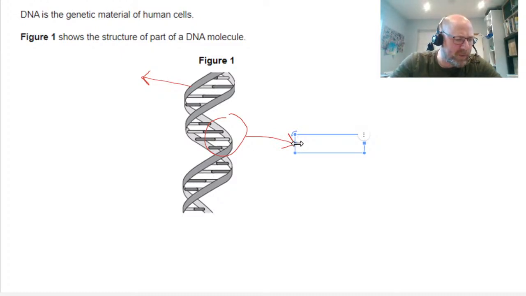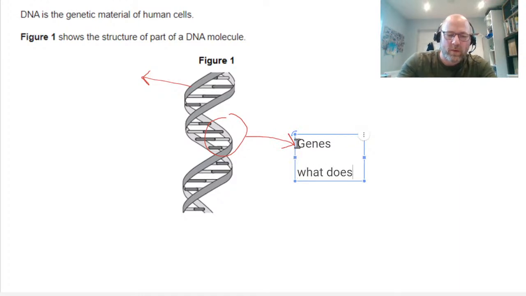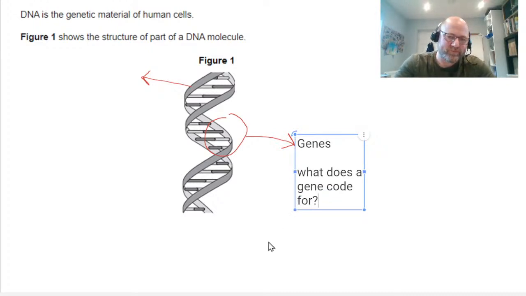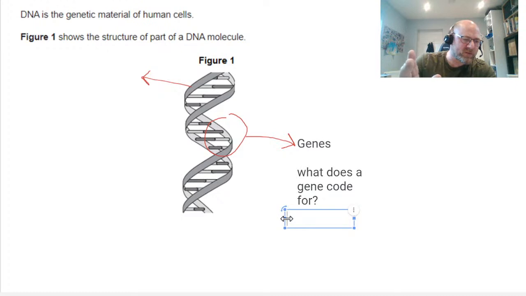Was meiosis in your paper one, Adam? Yeah, best to call it a gene. They are made of bases, triplet code and all that, but you do need to know it's a gene, and you have to know what a gene codes for. Yeah, codes for characteristics, codes for a protein. Yeah, specific sequence of amino acids. That's perfect.